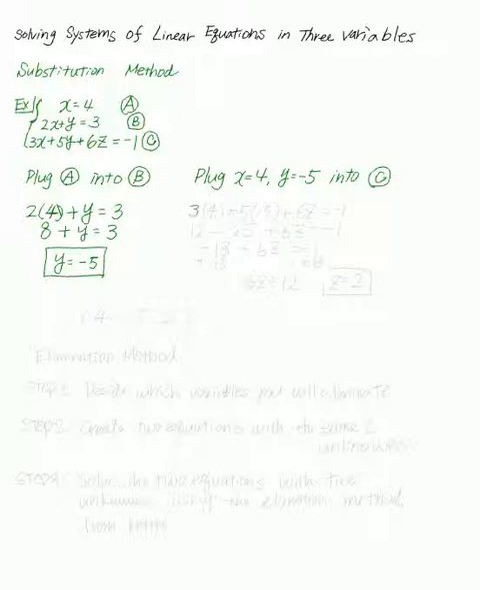So I'm going to end up with 3 times 4 plus 5 times -5 plus 6z equals -1. And now I have a single equation with a single unknown. 3 times 4 is 12. 5 times -5 gives me -25, plus 6z equals -1. Combining my like terms, I'm going to get -13 plus 6z equals -1. And I'm just going to solve this nice, easy, linear equation.